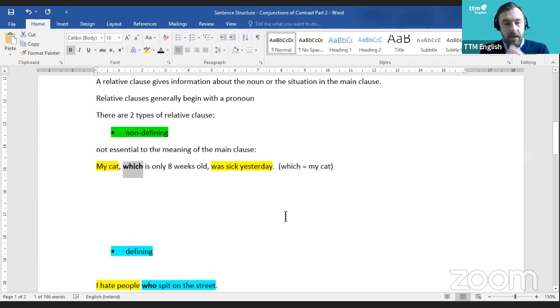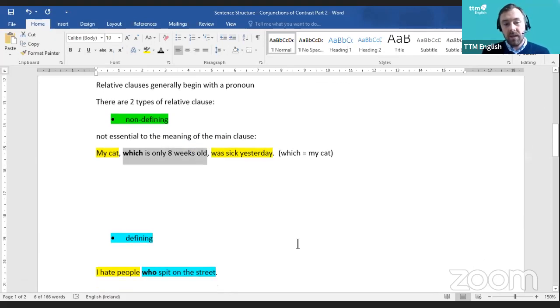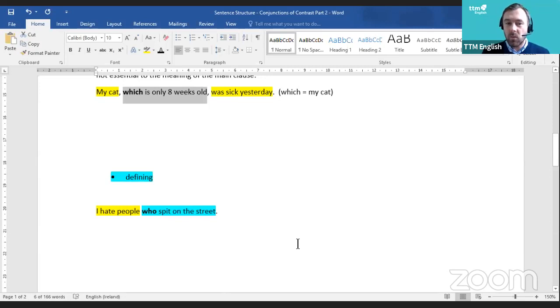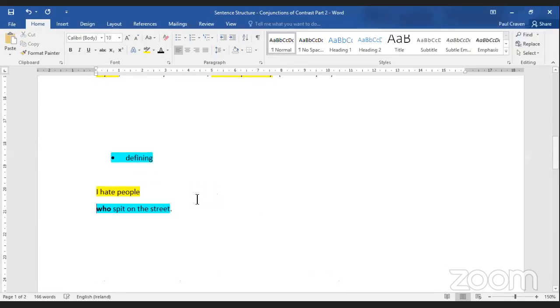Okay, so when we looked at this one, Jennifer, I said to Kevin, where's the main clause? And it's my cat was sick yesterday. And he understood that completely. It was a whole complete idea. The extra thing that I said is just some interesting information, isn't it? But in this one, what happens if I take away the relative clause? You won't understand it. I hate people. Is that true?